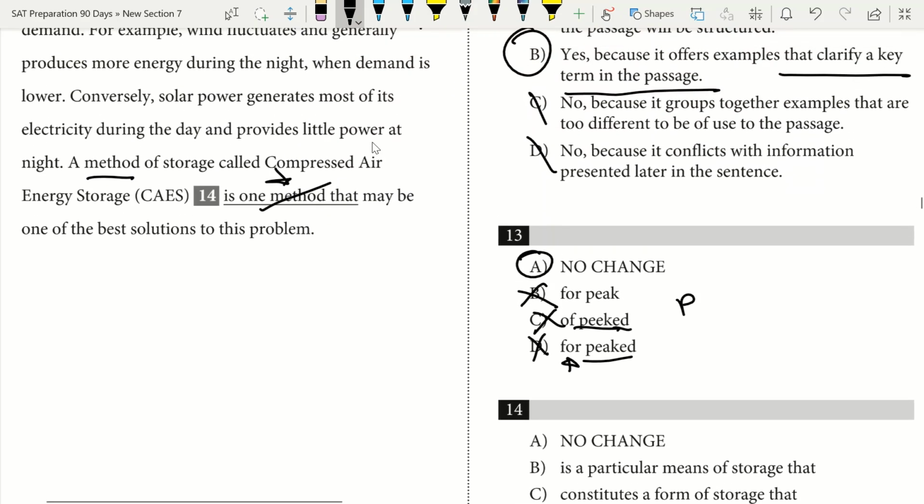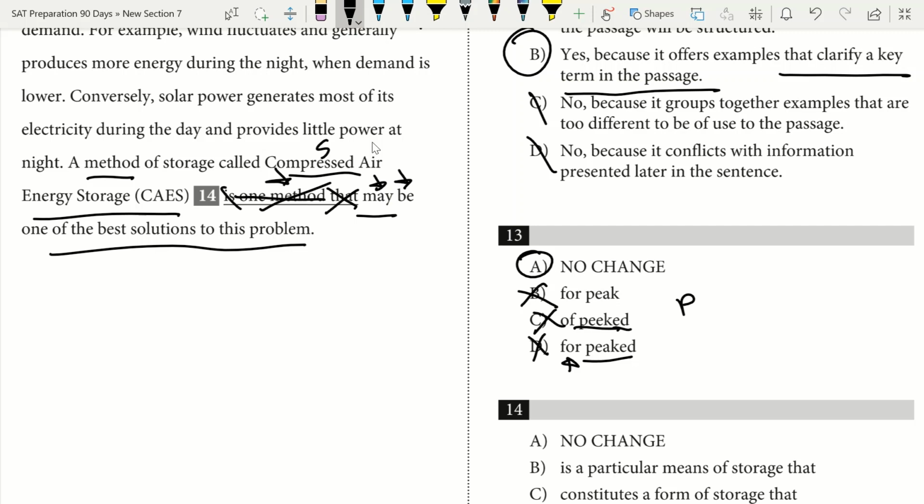So how did I know I was going to remove it? Well, because it's unnecessary. We already said a method of storage called compressed air energy storage, or CAES. This is my subject. "It may be one of the best solutions to this problem." I don't need to say "is" because I say "may be." That would be repeating two things that mean very similar things, which would mean I'd be being redundant and repetitive. I don't want to do that. Like I said, I want to get rid of one "method" because I already said method, and right here I don't need that either. So all of those are removable. And if something is removable without changing the meaning of a sentence, I want to remove it because then it's just unnecessary and it's not concise.